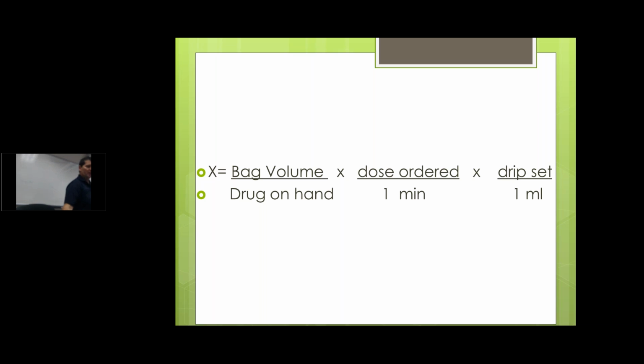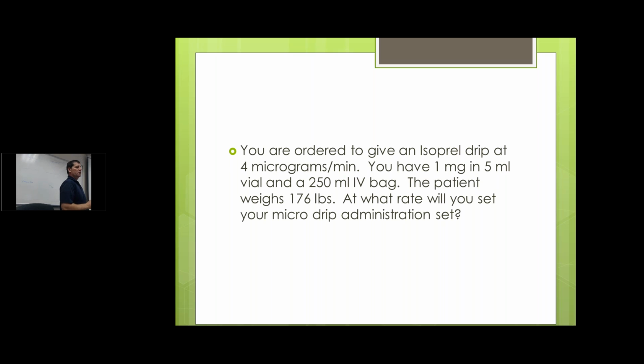Okay, so I'm going to pop this one up. You're ordered to give an Isoprel drip at 4 micrograms per minute. You have 1 milligram in a 5 ml vial, and you have a 250 cc bag. The patient weighs 176 pounds. At what rate are you going to send your micro drip administration set? So I'm going to set this up on the board as you guys are doing it there. So what is our IV bag?